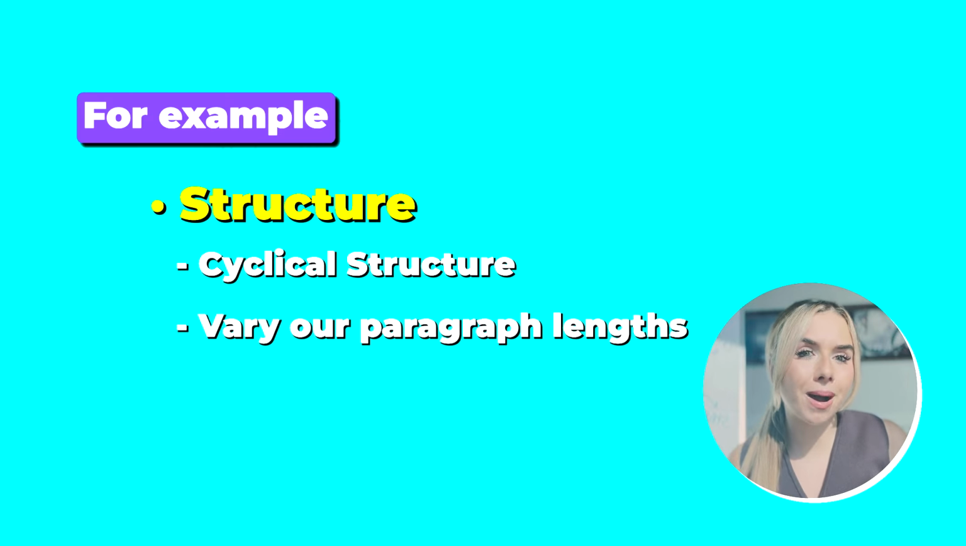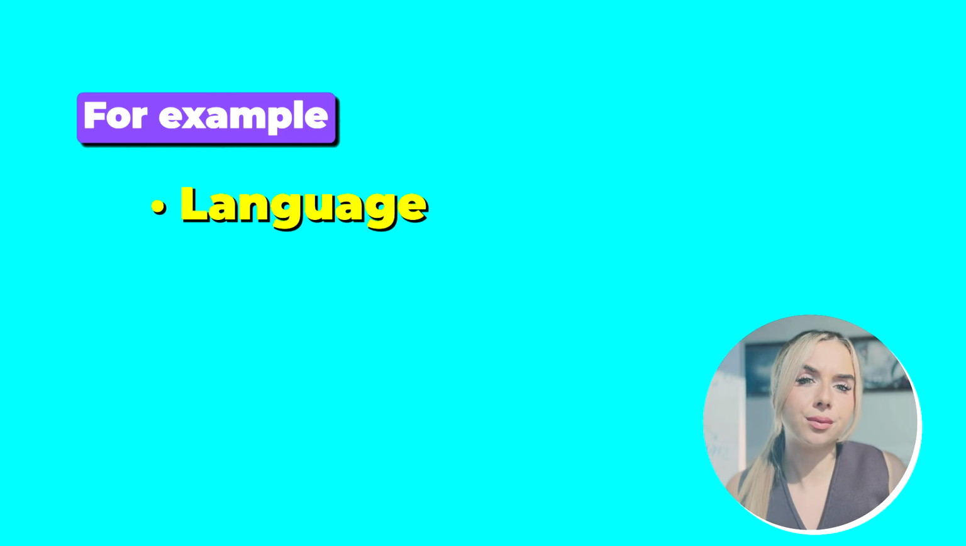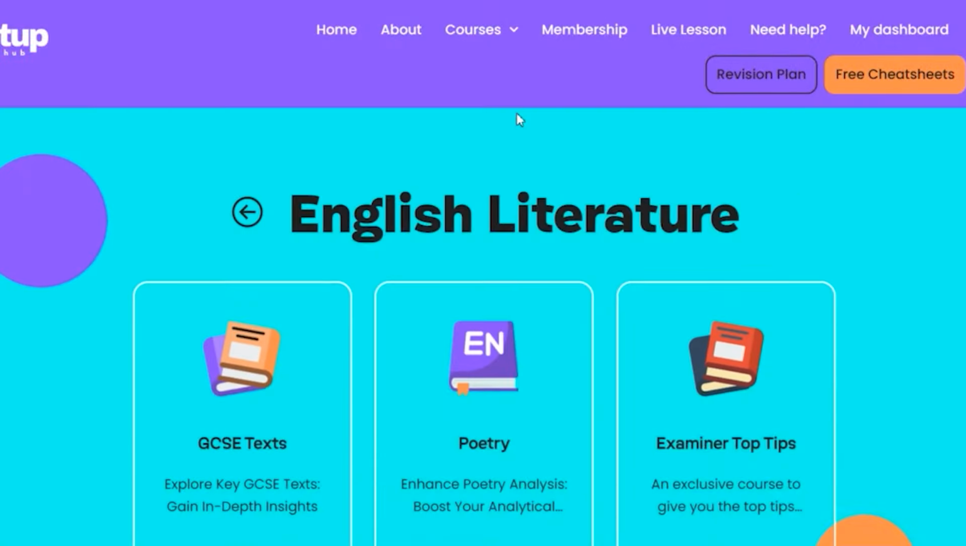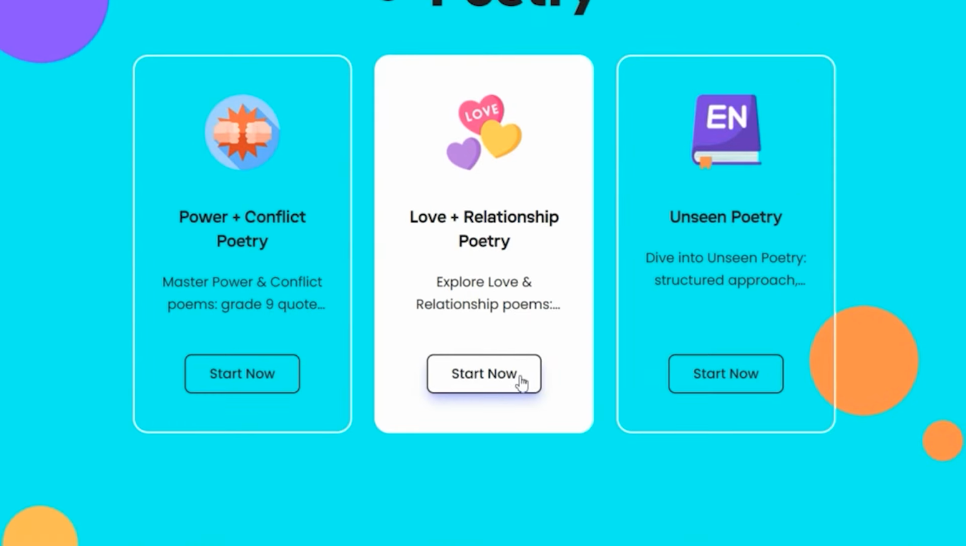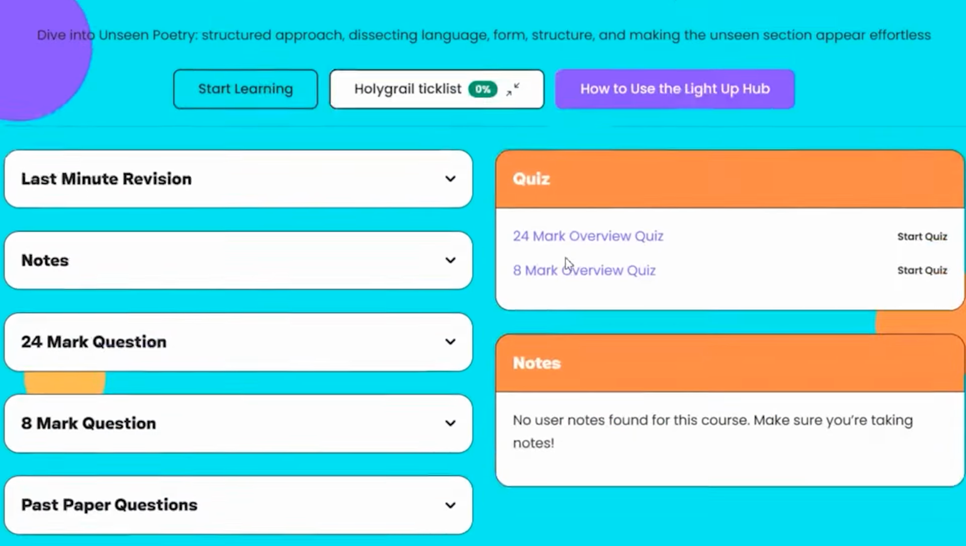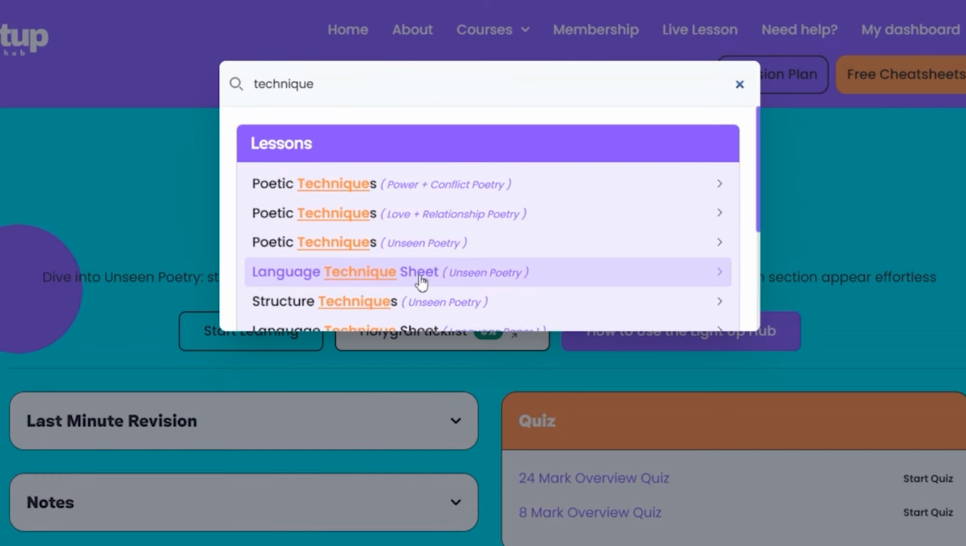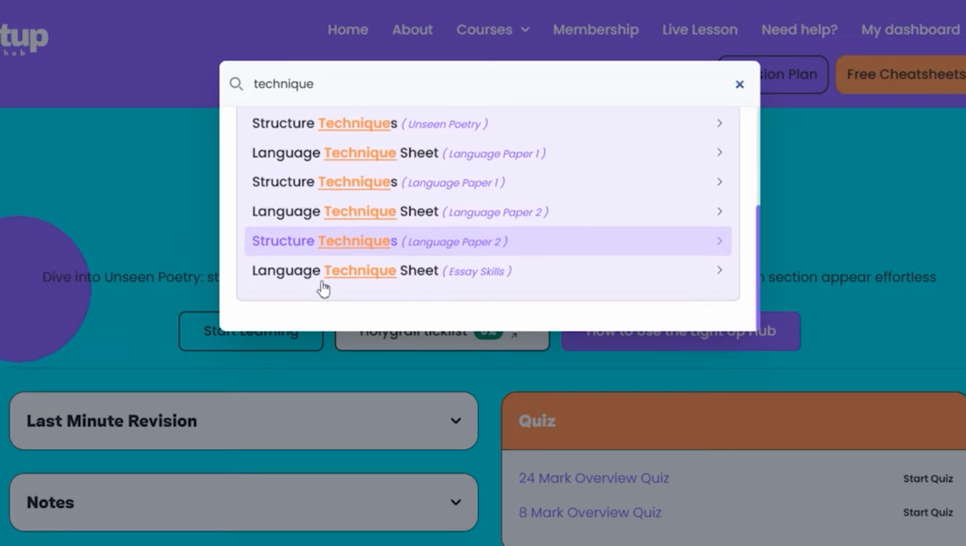We would vary our paragraph lengths. For language, for example, we would have our 5 senses, so what we see, touch, taste, smell, and hear. We might also have oxymoron. So what we actually do for you on the Lightup Hub, we give you the full list of all the language and structure techniques that you must include to get that grade 9. And the reason being, in the mark scheme, there are actually specific marks awarded for using a range of techniques, and that's why we basically give them for you already.